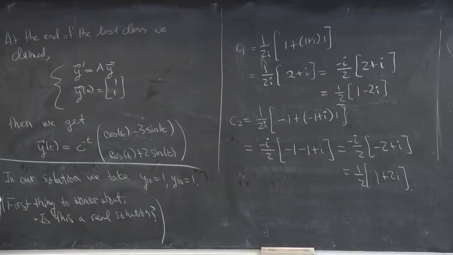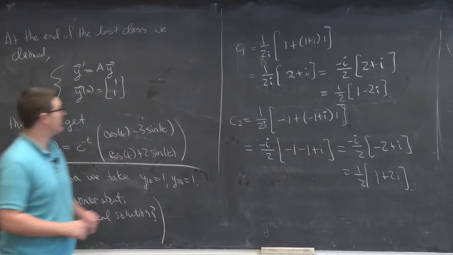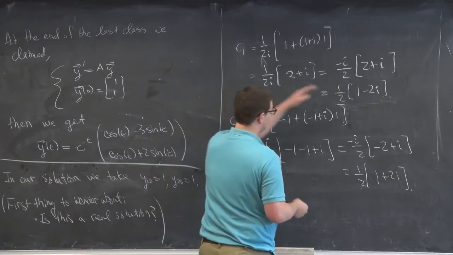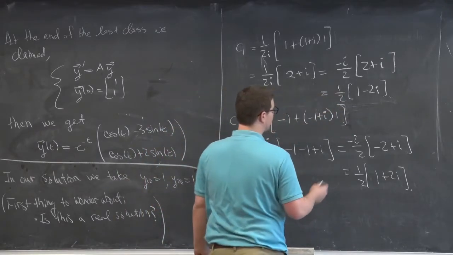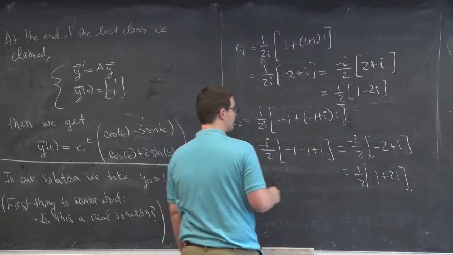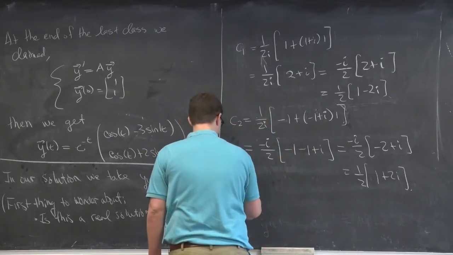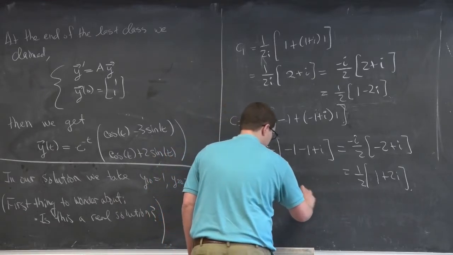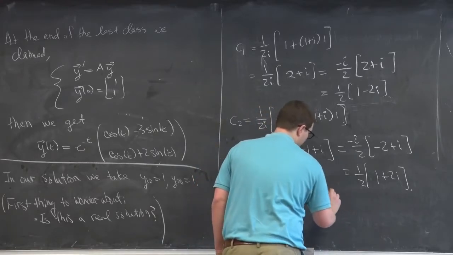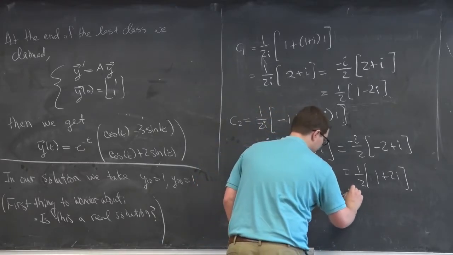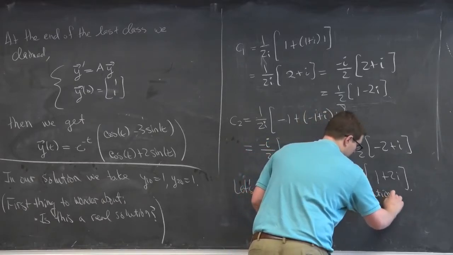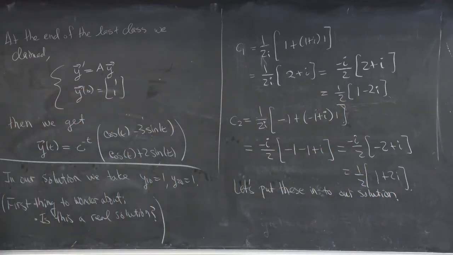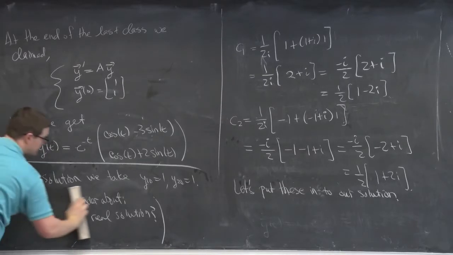Okay? So now let's put this into our solution. So we have these two constants, and they happen to be complex conjugates of each other. So we have kind of a new updated version of what C1 and C2 are. Okay? So let's put these into our solution. Maybe I'll make some space here.